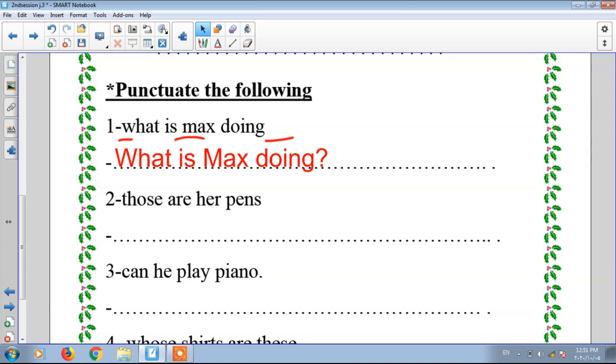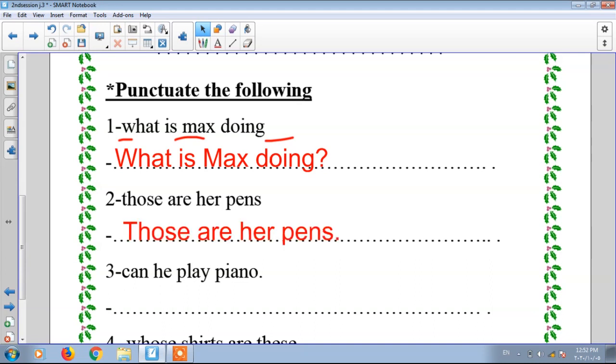Number two. Those are hair pins. Where are the mistakes? Yes, the T here is small. So we must write it as a capital. And it's a sentence or a question? Yes, a sentence. So we write what? Full stop. Okay, Junior Three.